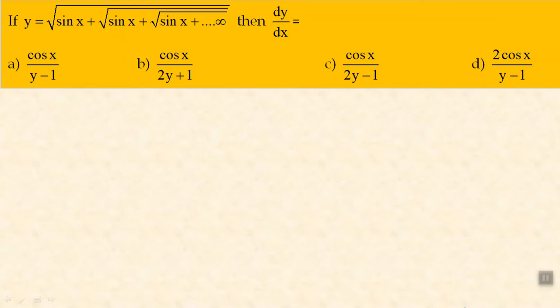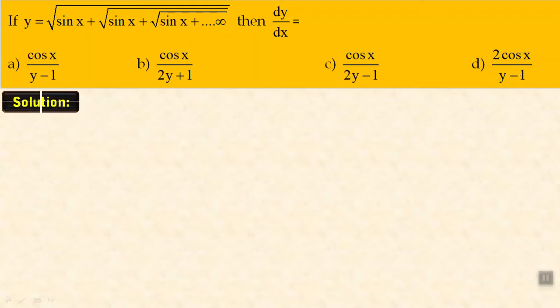The question is, if y is equal to square root of sin x plus square root of sin x plus square root of sin x plus and so on infinity, then dy by dx is equal to. Options are cos x by y minus 1, cos x by 2y plus 1, cos x by 2y minus 1, 2 into cos x by y minus 1.